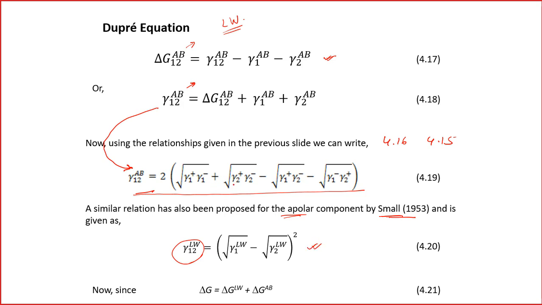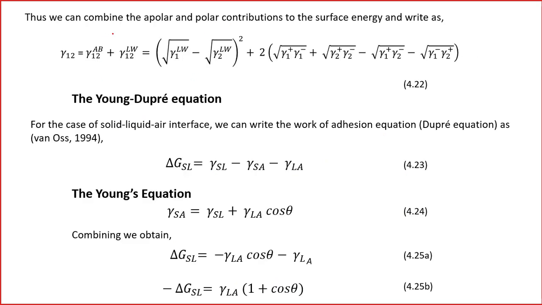Okay, so these are some of the parameters which you will see later, that for liquids some of the parameters are known. So we can use those parameters and then calculate gamma SL, which we are interested in. So equation 4.19 and equation 4.20: this is for the apolar part, this is for the polar part. Now the total work of adhesion or surface free energy is given by this one, the apolar part and the polar part. Thus we can combine the apolar and polar contributions to the surface energy.